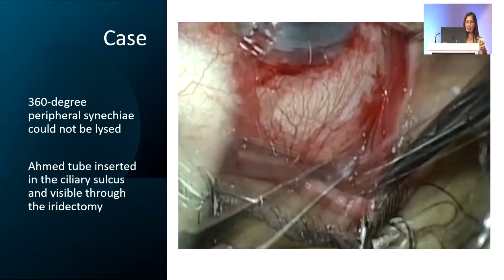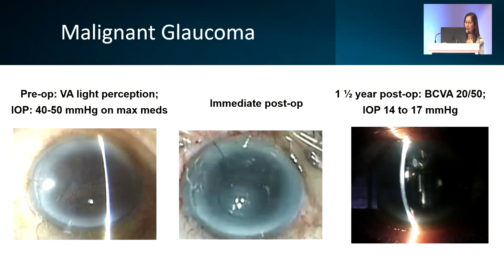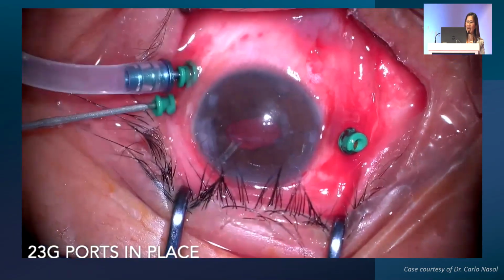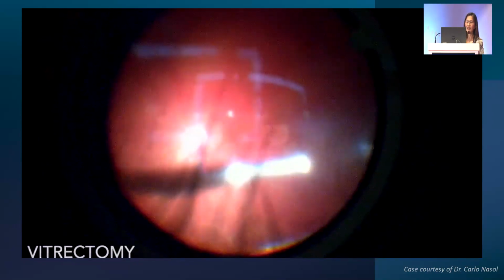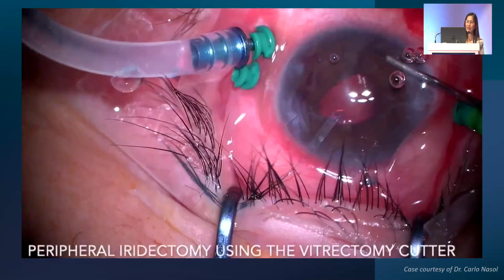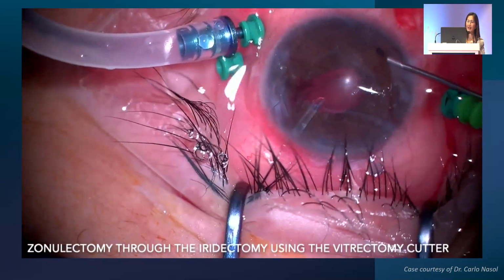So because of the presence of 360-degree peripheral CNK, AMED valve was placed. So the vision of the patient improved to 20/50 with good IOP control. So this is another case of malignant glaucoma status post-AMED valve implantation managed with complete pars plana vitrectomy and then capsulectomy, iridectomy, and zonulectomy.